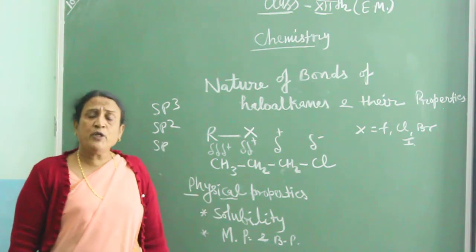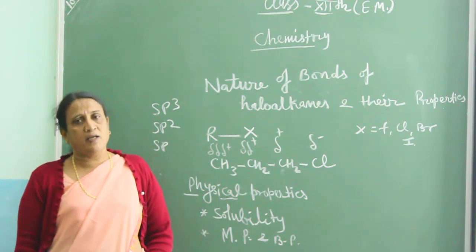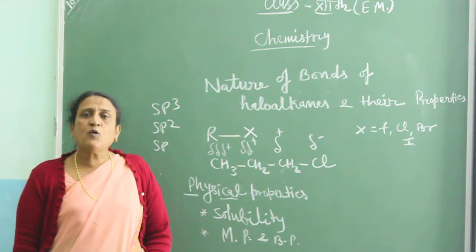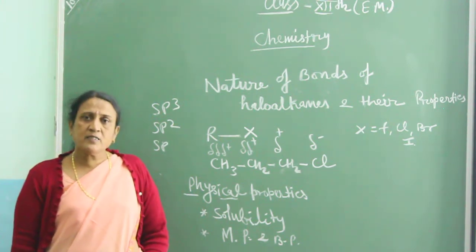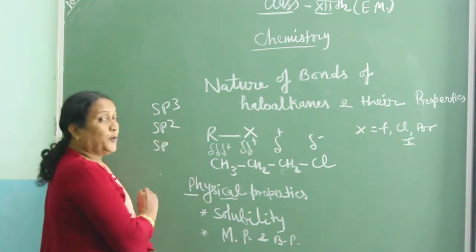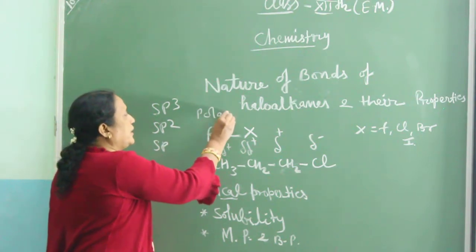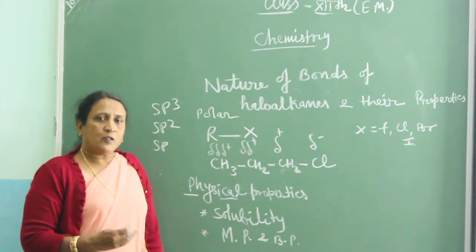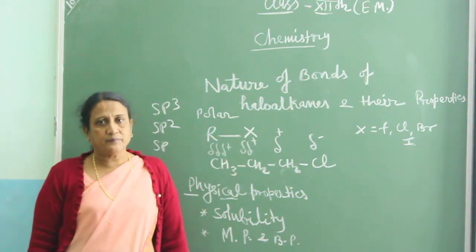Here we are going to discuss the nature of bond of haloalkanes. When covalency is formed, bonds can be of two types: either they are non-polar or they are polar in nature. Normally, haloalkanes are polar in behavior.